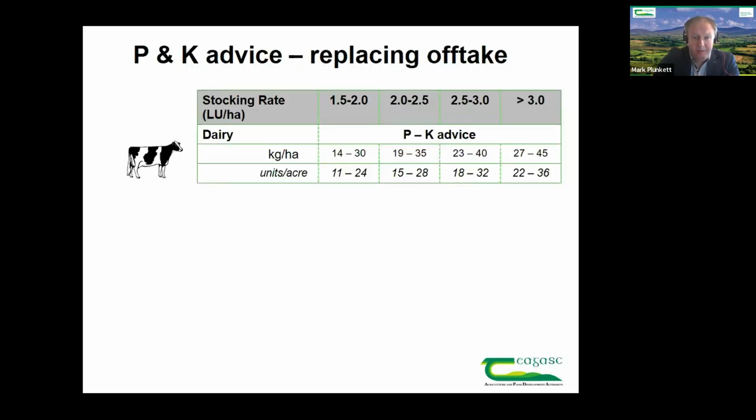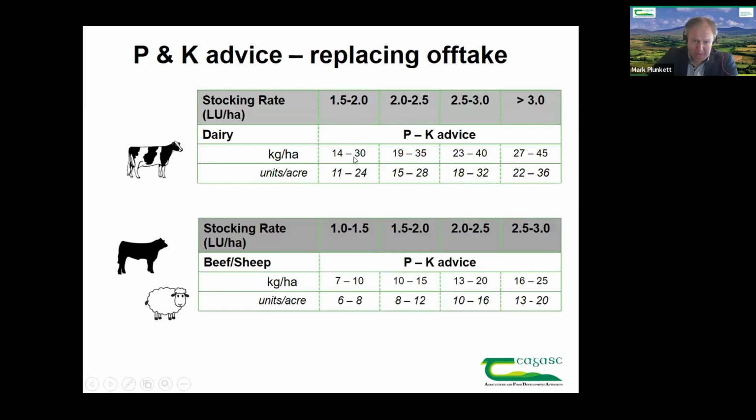If I bring this down to stocking rates, you can see there, if you take a typical stocking rate of, say, around 2 livestock units per hectare, the removal there is 14 kilos of P and 30 kilos of K. So that's what's needed to drive the system in terms of milk and maintaining the animal in terms of P's and K's.